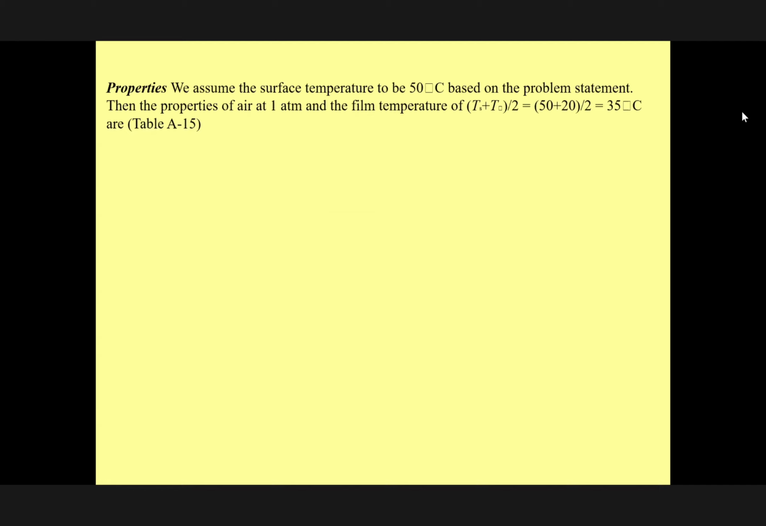Now let's start to do the calculation. You go to table A15.